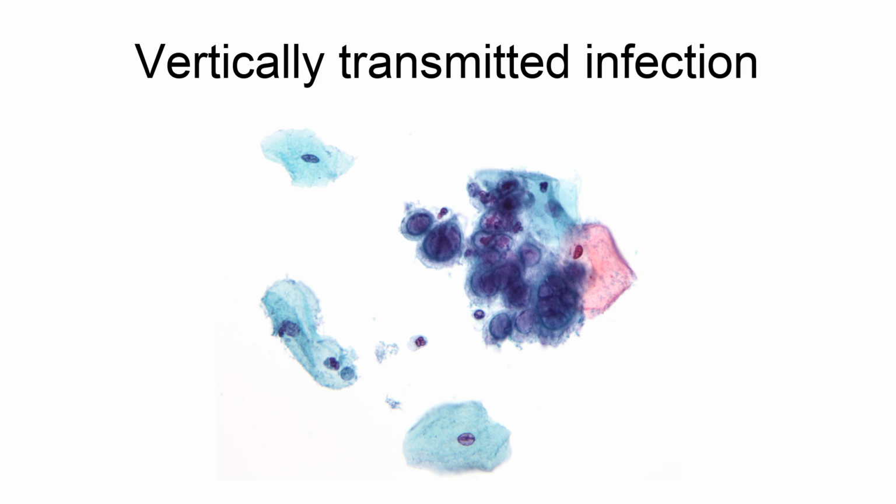A vertically transmitted infection is an infection caused by pathogens, such as bacteria and viruses, that use mother-to-child transmission, that is, transmission directly from the mother to an embryo, fetus, or baby during pregnancy or childbirth. It can occur when the mother has a pre-existing disease or becomes infected during pregnancy.